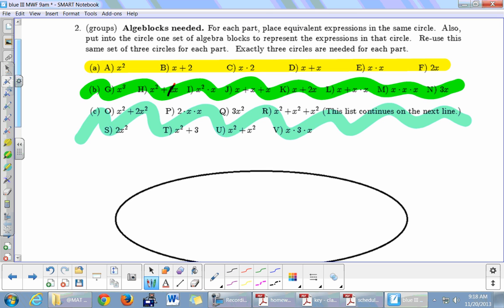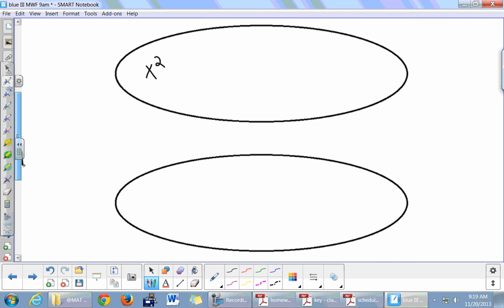So here's the idea. In this first line, there are some expressions that are equivalent to each other. So the first thing I see is x squared. What you guys are going to do is write x squared in that first circle. Maybe write it off towards the left because you're going to use this circle several times. And then you're going to look at x plus 2 and you're going to say, is x plus 2 equivalent to x squared or is it different? It's different, so it goes in a different oval. So I'll put x plus 2 down here. Definitely not the same.